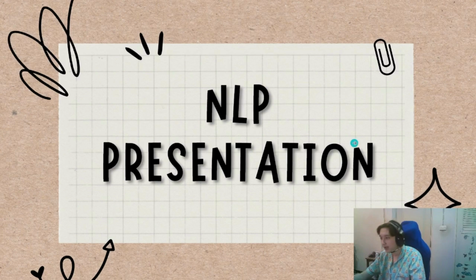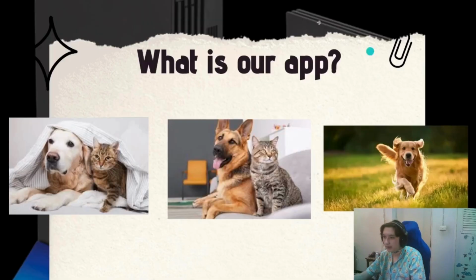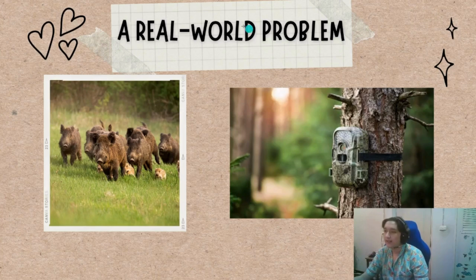So first, let's talk about what app we chose to do. The app we chose is an image-to-text question answering system. For example, the user can upload an image and ask how many cats or dogs are in the image.